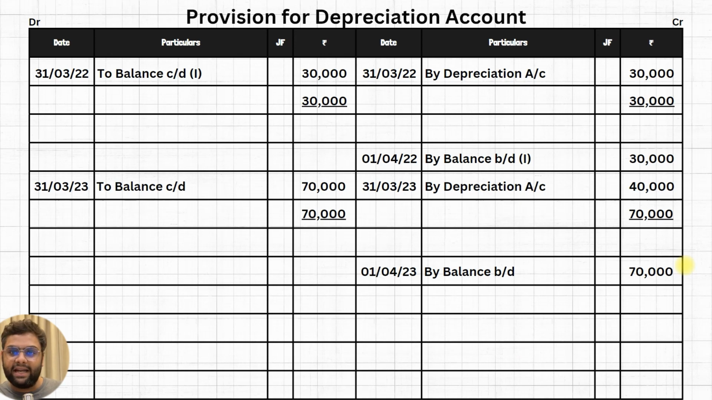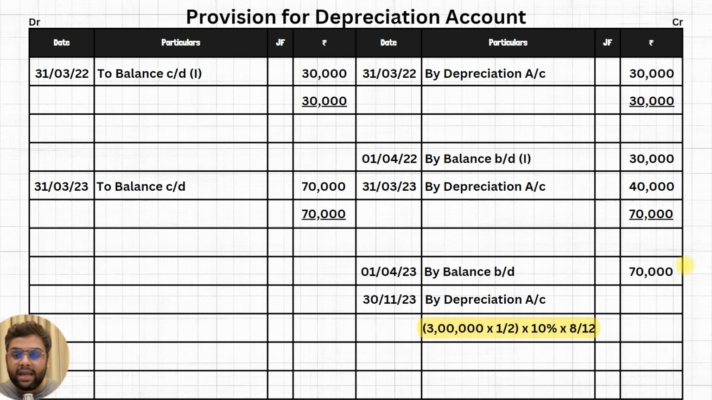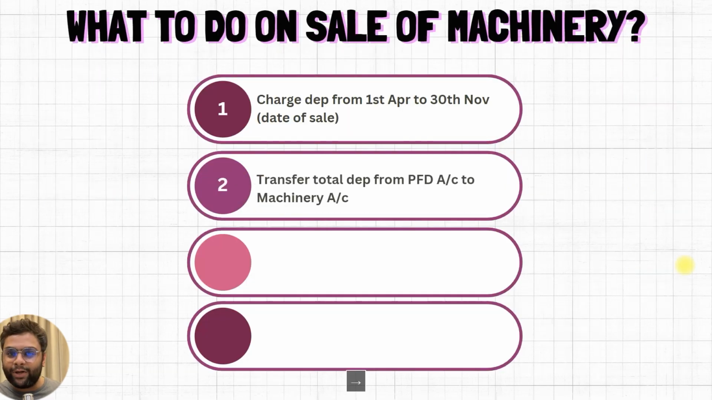On the credit side, as on the date of sale 30th November, we write by depreciation account. What will be the amount? 3 lakhs into half, because half of the machinery was sold. That half into 10% into 8 upon 12. April, May, June, July, August, September, October, November. The amount gives 10,000.